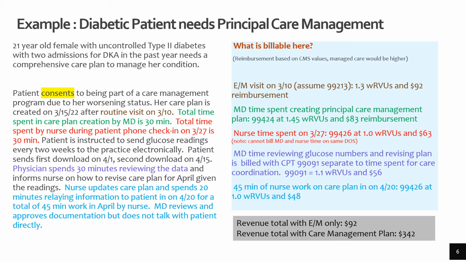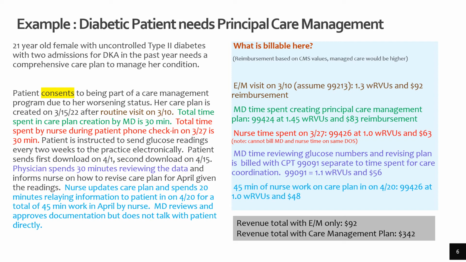So you've got the E&M visit on 3/10. That's going to be paid by everybody, hopefully billed by everybody. So that's $92 in reimbursement. Then the physician spent time creating this care plan. So that is 99424, an additional $83 reimbursement.